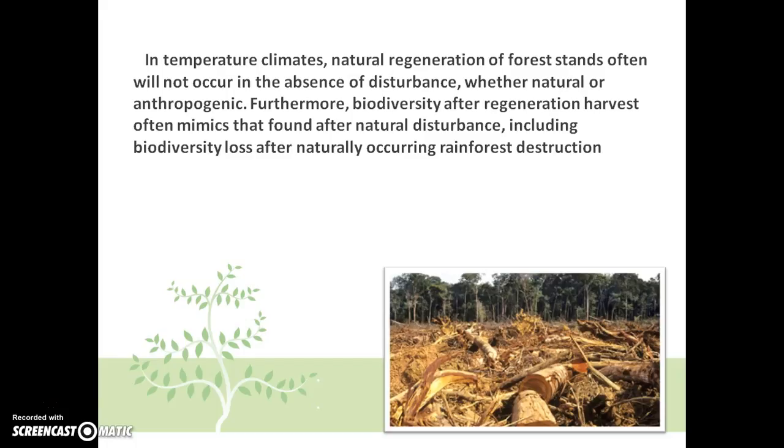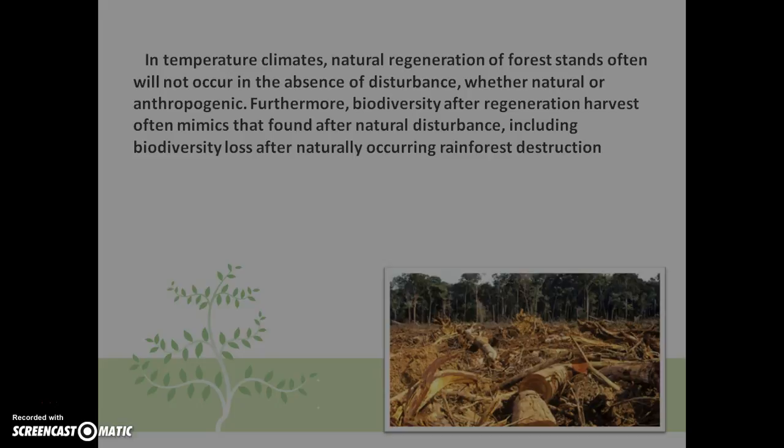In temperate climates, natural regeneration of forest stands often will not occur in the absence of disturbance, whether natural or anthropogenic. Furthermore, biodiversity after regeneration harvest often mimics that found after natural disturbance, including the biodiversity loss after naturally occurring rainforest destruction.